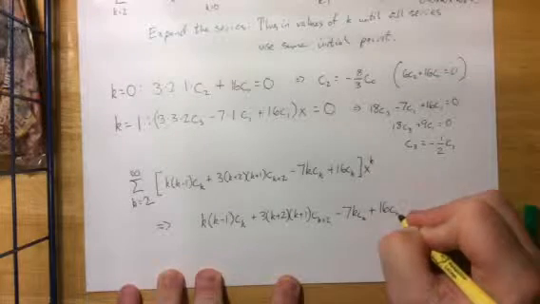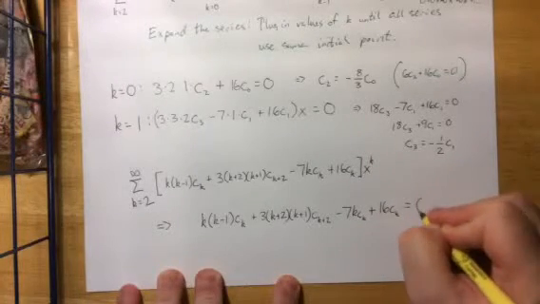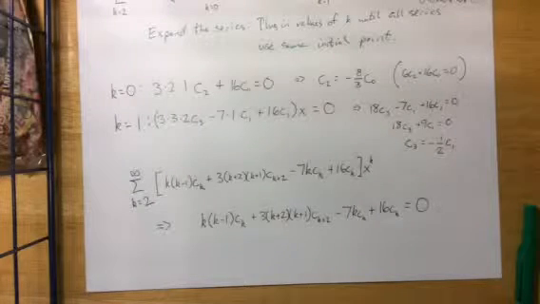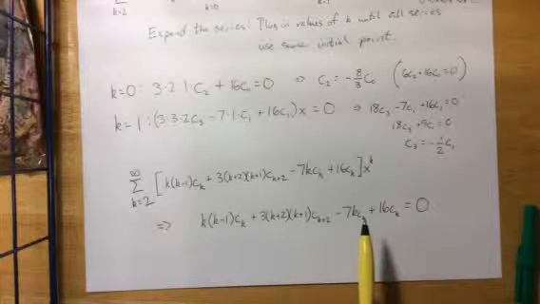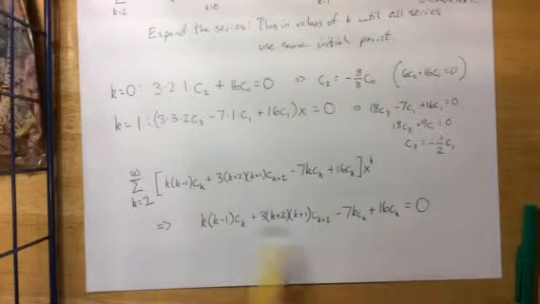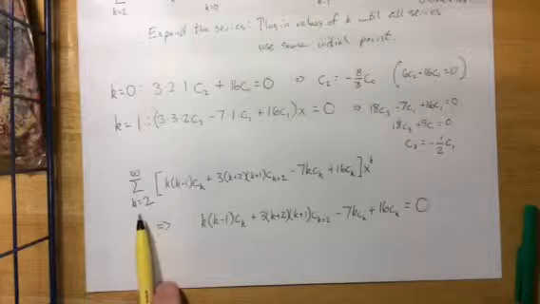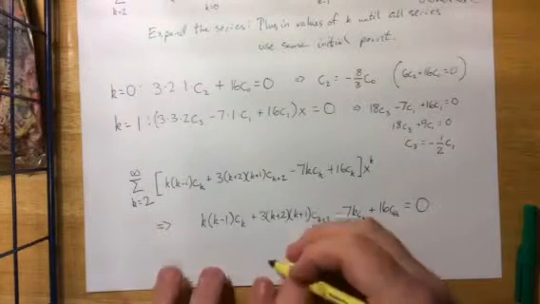16 c sub k, that whole thing is going to have to be equal to 0. Now, another thing to look out for is this is supposed to be true for all relevant values of k. When we say relevant values of k, I mean head back here and say that this is only true if k is greater than or equal to 2.